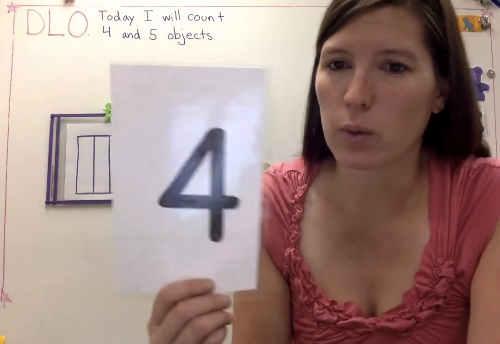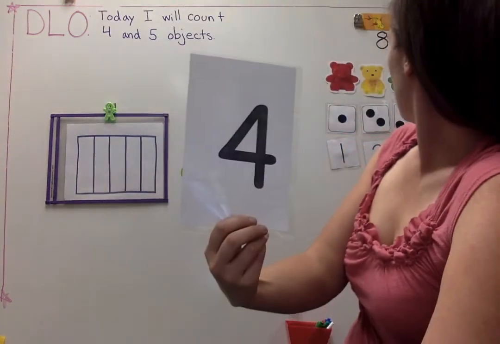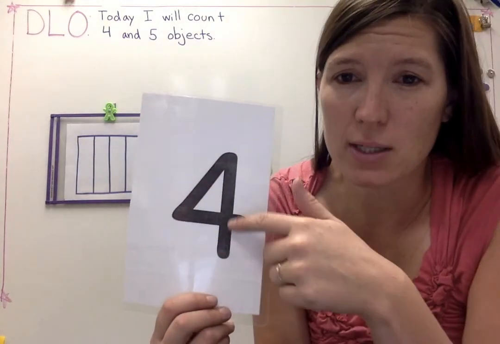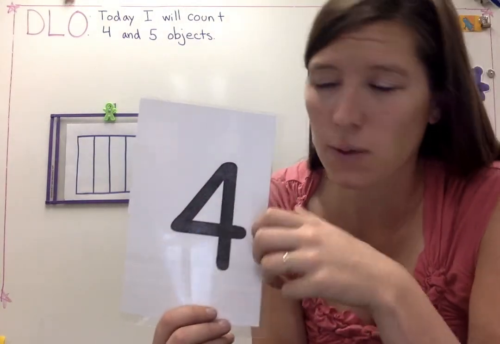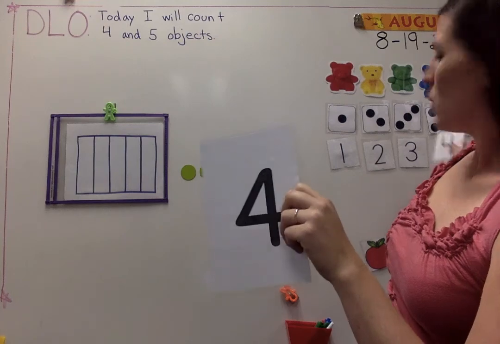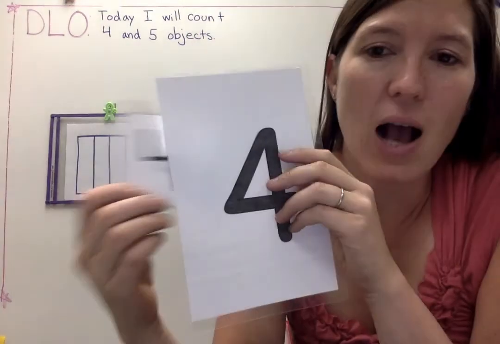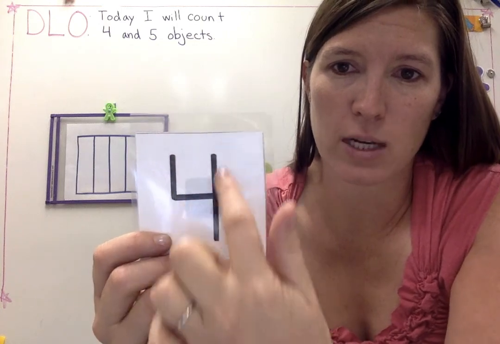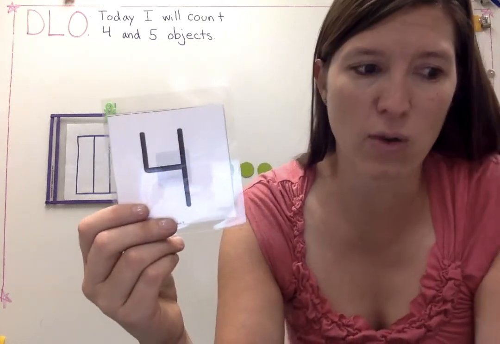I want to look at 4 real quick. Sometimes 4 looks like this. I call this a sailboat because it has a big sail right here. When we write it, I like to write it like this. Down, over, down some more. That's the way you make a 4.